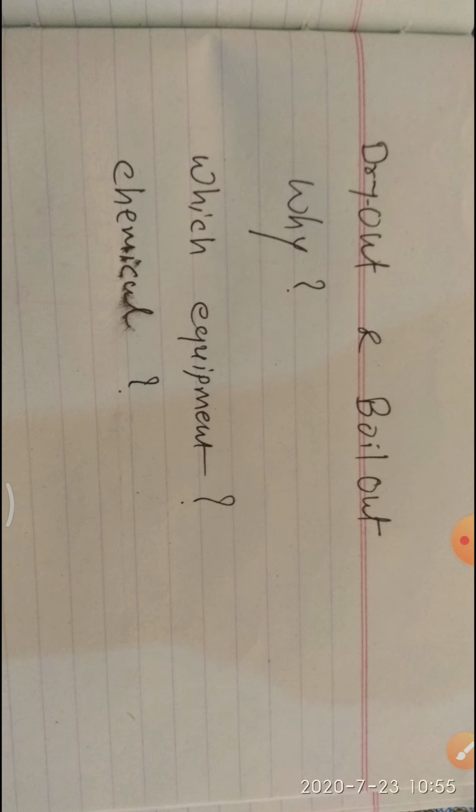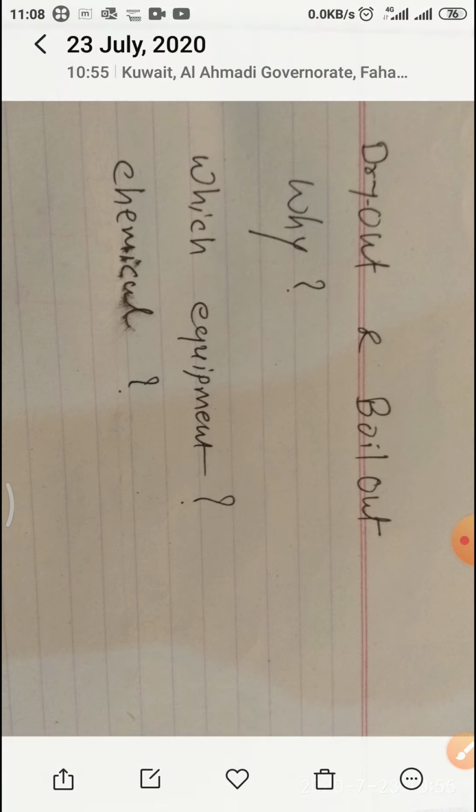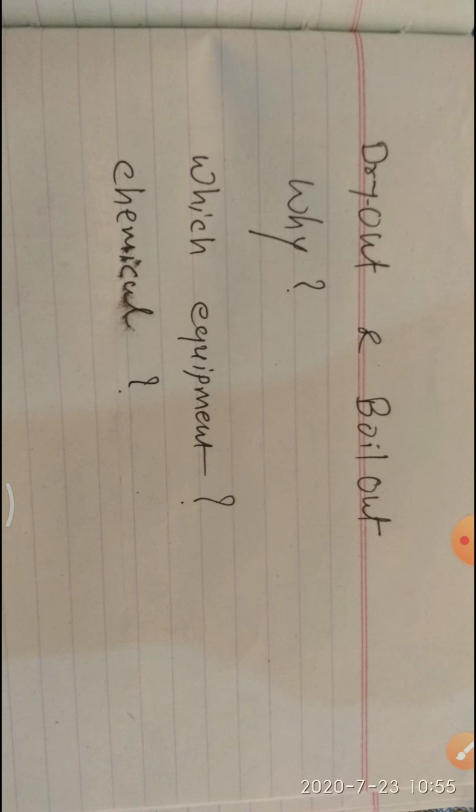Now, boil out. Why is boil out required? Boil out is carried out to remove any oil and grease from the waste heat boilers of the reaction furnace and incinerator. Because during manufacturing, oil and grease may have been used for fabrication or protection of the equipment. That's why boil out of those equipment is required.